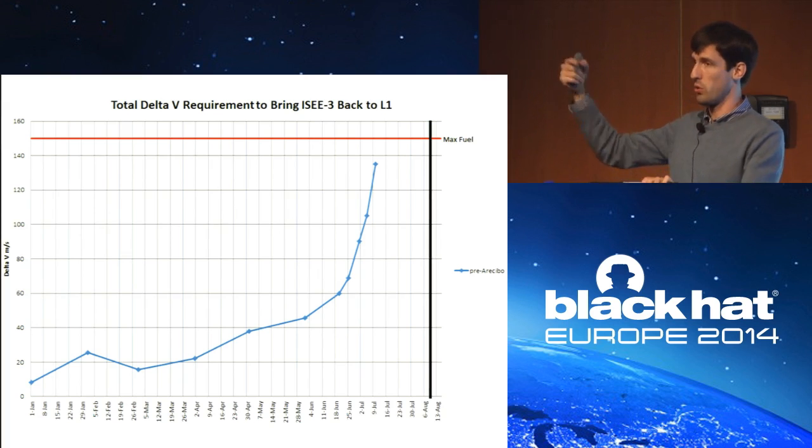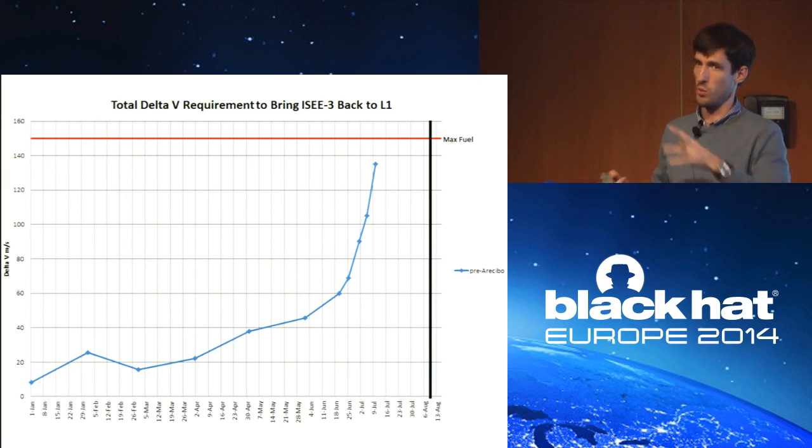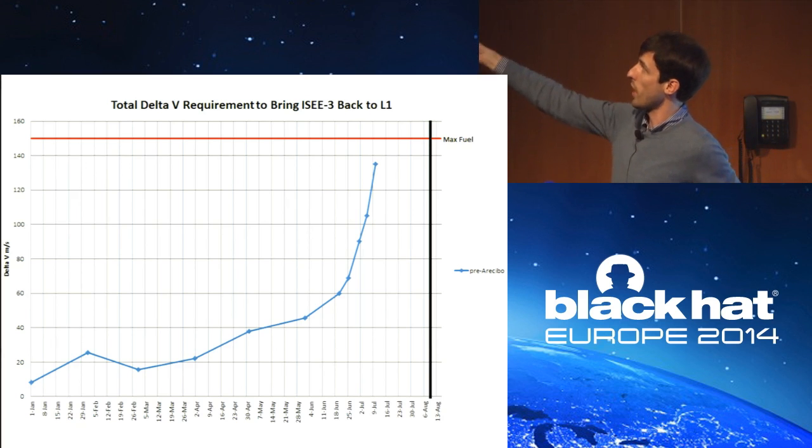And so the closer you get, you will have a limited amount of time and a limited amount of fuel to make that trajectory correction maneuver. If you wait too long, you won't have enough fuel and you won't be able to bring it back into orbit. So we sort of had this hard deadline.